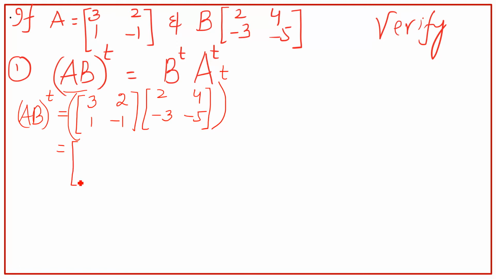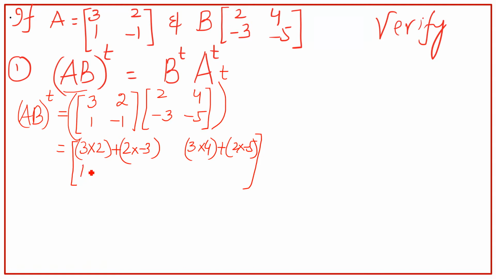So here we have to multiply, same thing, first row with first column, plus 2 multiplied by -3. Here this row with this column, now 3 multiplied by 4 and then plus 2 multiplied by negative. And I told you, whenever there is a negative sign, you have to be very careful. 2 and then positive minus negative and then is -3. Here 1 multiplied by 4 plus -1 multiplied by -5.